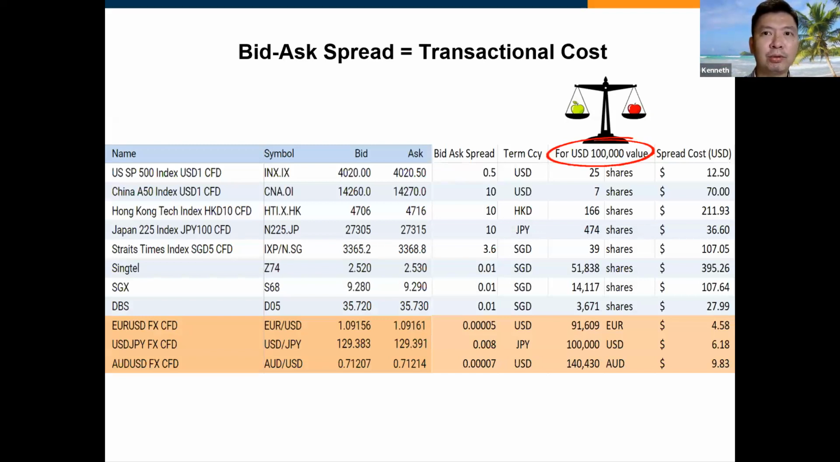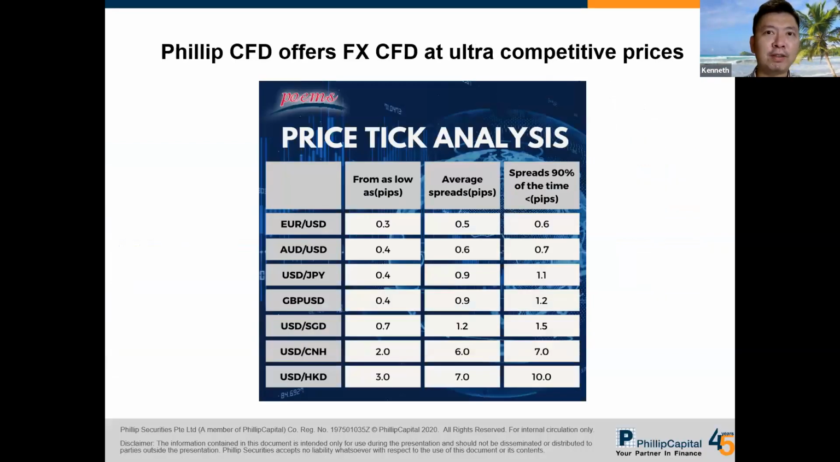Now, the table here is to prove using statistics for the same contractual value, in this case, using a US dollar 100,000 value of contracts, so that you can compare apples to apples. The bid-ask spread will cost you the last column, with the header spread cost in US dollars. You can see that for FX CFD contracts, because the spreads are so competitive, the round trip cost of getting into and out of a trade is the lowest among other instruments. Phillip CFD offers FX CFDs at ultra competitive prices, and for the majors, it can be as low as 0.3 pips.